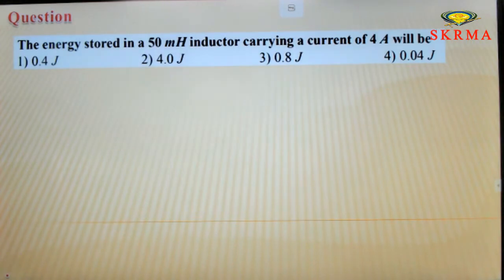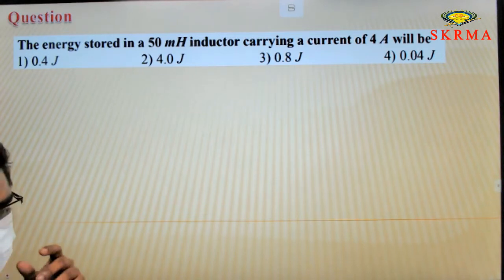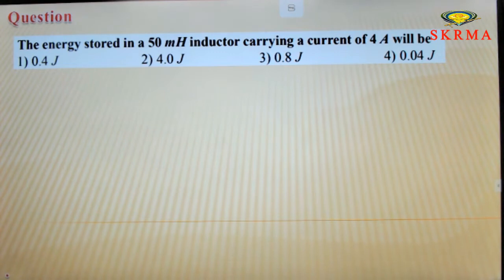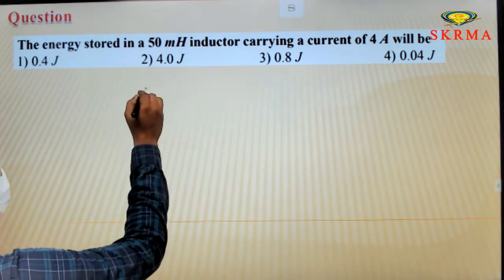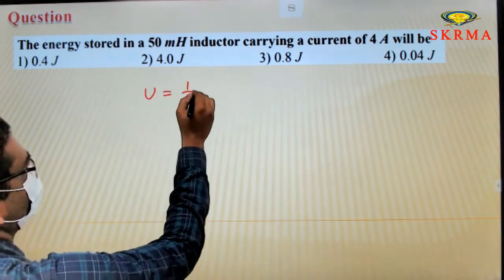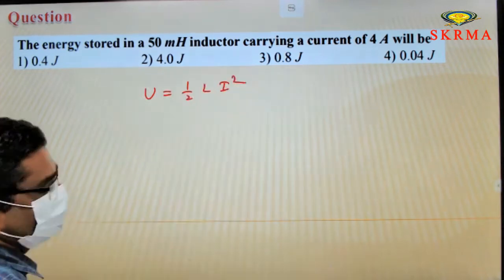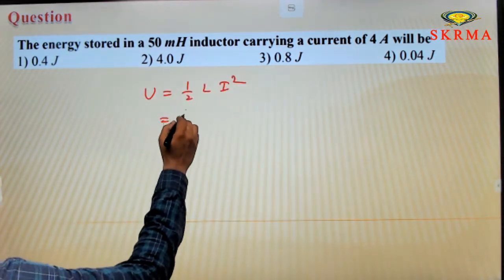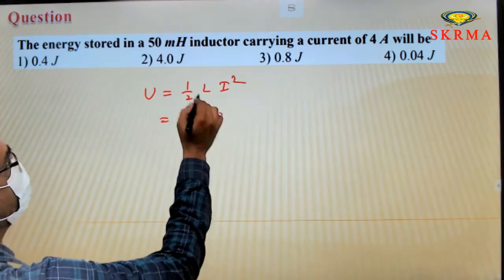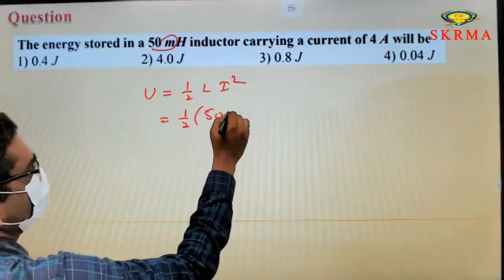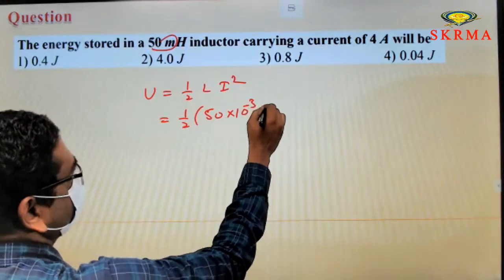Next question. The energy stored in 50 millihenry inductor carrying a current of 4 amperes will be. So energy stored. This question was asked in previous 2 years also. Directly, this type of question only asked. So energy stored in inductor formula 1 by 2 Li square, half Li square. Substitute directly. 1 by 2. L value is 50 millihenry. Milli means 10 power minus 3 Henry.